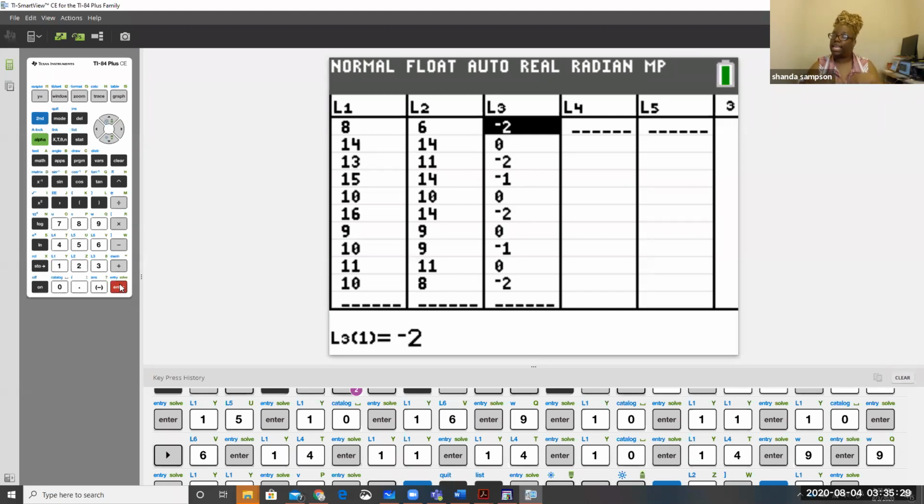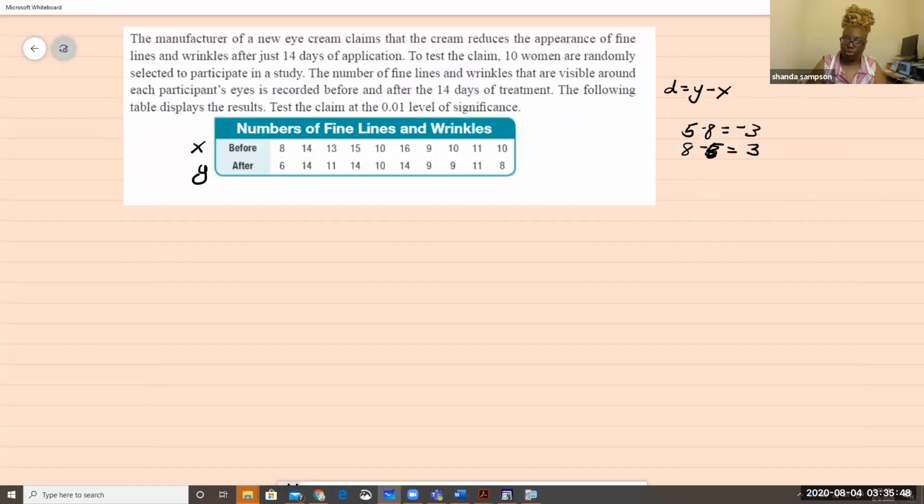In this case, unlike the other ones where you were working with two independent samples, L1 and L2, you're only working with L3 because that's your mean differences, okay? We'll talk about that a little bit more in a minute. So let's get back to our original thing.